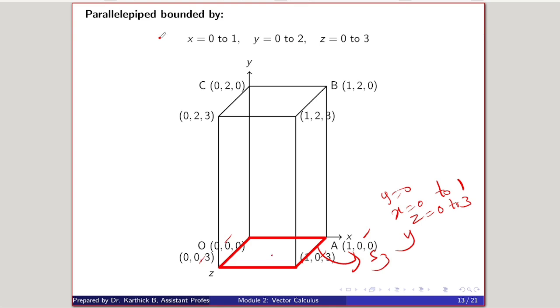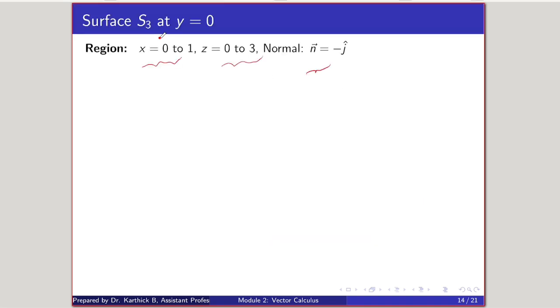For this, we have to find the outward normal. Outward normal will be opposite to y. Y represents the j vector. Here, on the opposite side, it will be minus j vector. So I am getting that minus j vector. So finally we have to multiply the n vector with the gradient F vector. I am getting minus z.